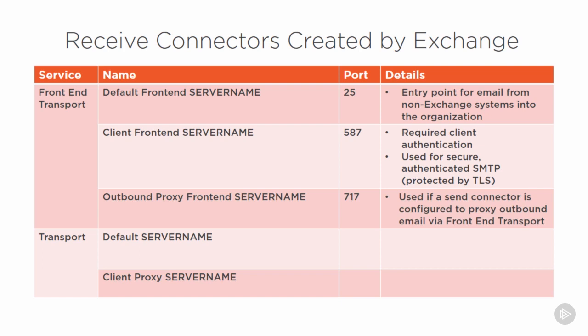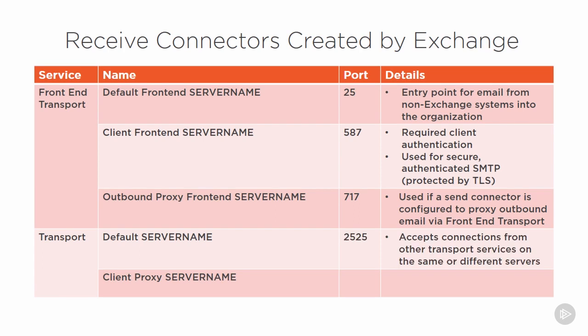The outbound proxy front-end connector listens on port 717. This connector is only used if a send connector in your organization is configured to proxy outbound email via the front-end transport service. And by default, send connectors are not configured to do that, so you'll probably find that this particular connector is almost never used in the real world. It's certainly not used by any other servers or by any clients for connecting to Exchange.